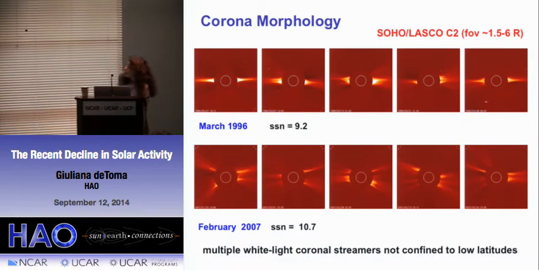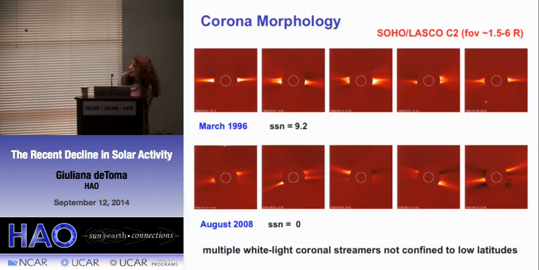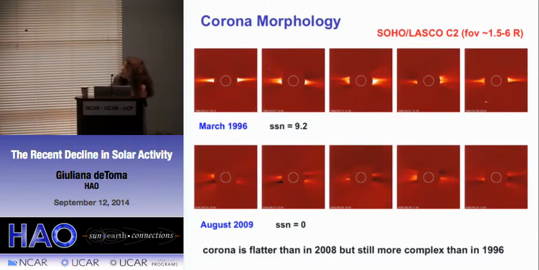In February 2007, sunspot number was about the same, so we are already dropping to a level of activity which was similar. And you see a much more complex corona. This is just August 2008. This corresponds to the very boring Moon that I was showing you before. The corona doesn't look dipolar at all. And this is 2009. Again, another period of extremely low solar activity.